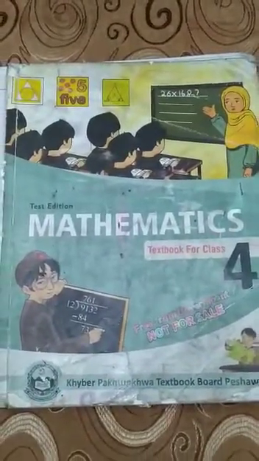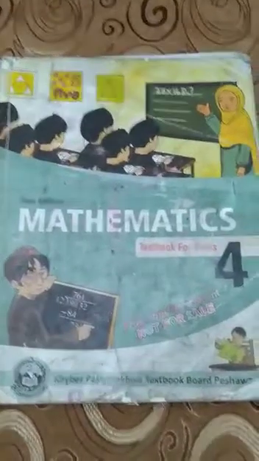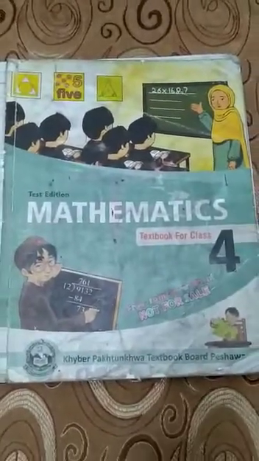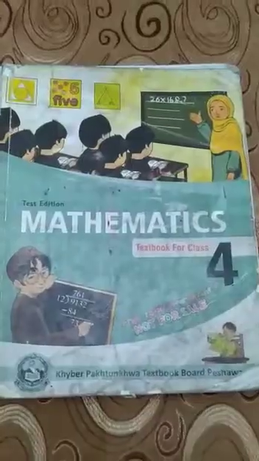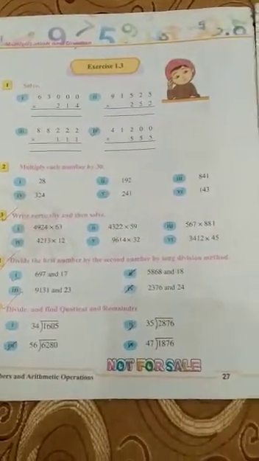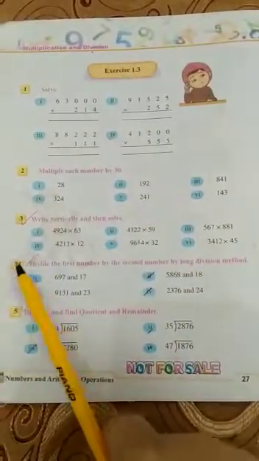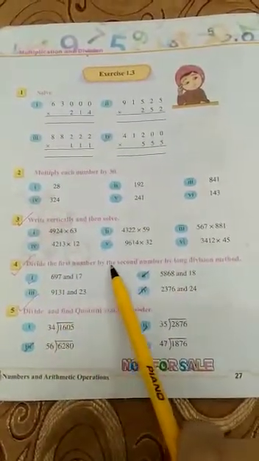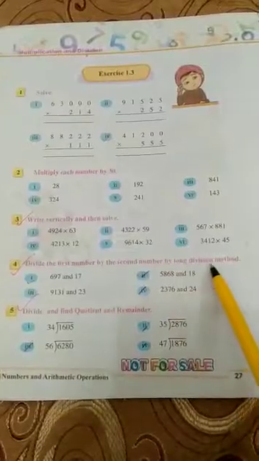I am your maths teacher and this is your maths book of class 4. Now open your books, exercise 1.3, page number 27. Now this is exercise 1.3, page number 27. Question number 4. Divide the first number by the second number by long division method.